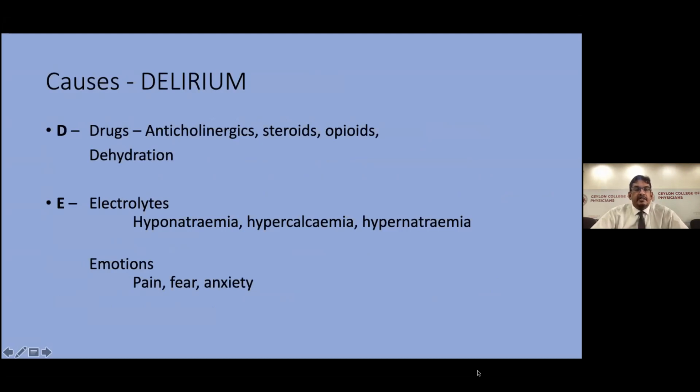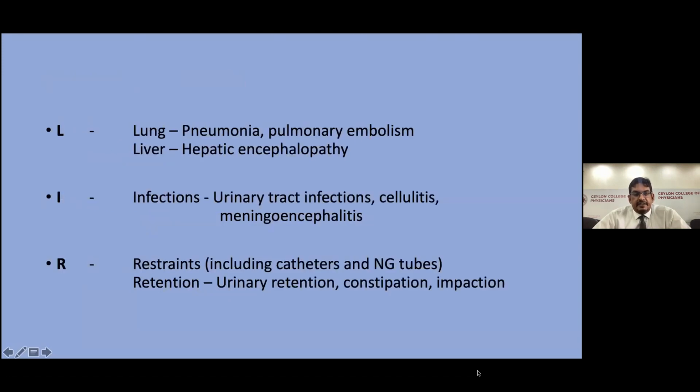So there's a mnemonic here. D stands for drugs, especially anticholinergics, steroids, opioids. Patient may be having dehydration. E stands for electrolytes, especially the notorious ones are sodium, low sodium levels, maybe high calcium levels. You know that with high calcium levels, you get bones, stones, Crohn's phenomenon, and also even hyponatremia along with dehydration. Emotions: pain, fear, anxiety. We tend to forget this in our clinic setting.